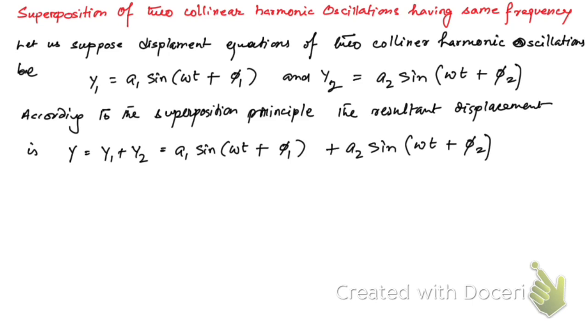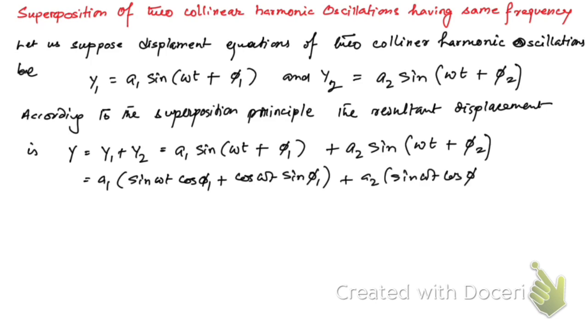Now we're going to expand these two using the sine a plus b formula. So a1 sine a, that is sine omega t, cos b means cos phi 1 here, plus cos a, that is cos omega t, sine b, sine phi 1. Then similarly a2 sine omega t cos phi 2 plus cos omega t sine phi 2. That's what we're gonna have.